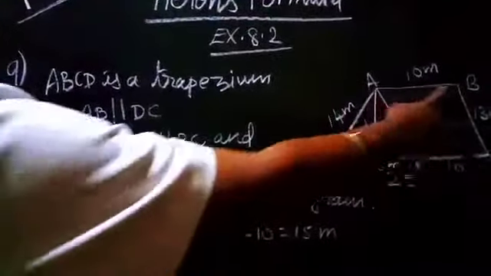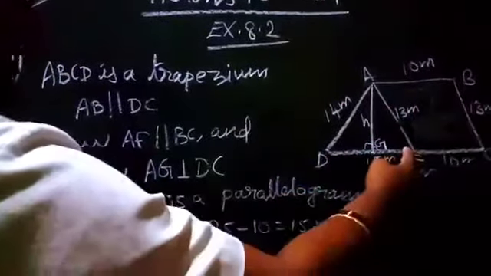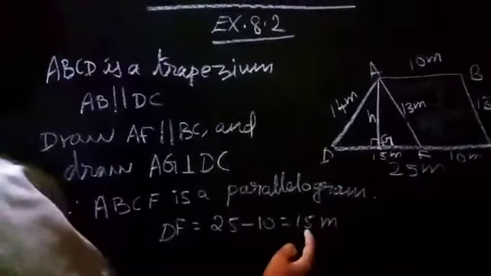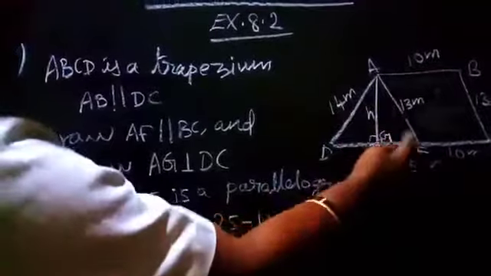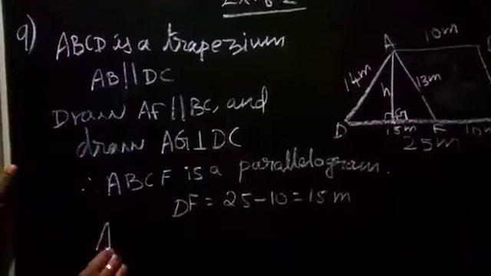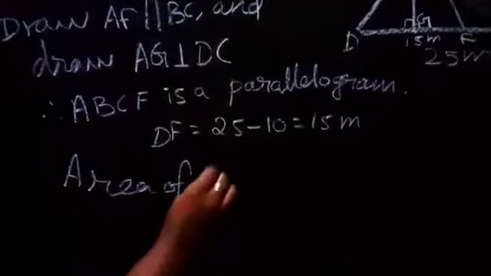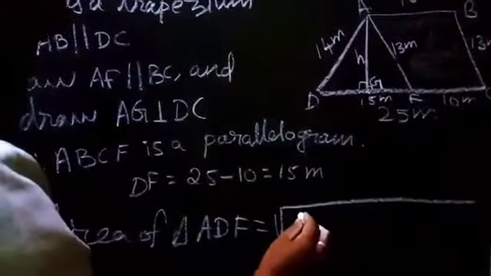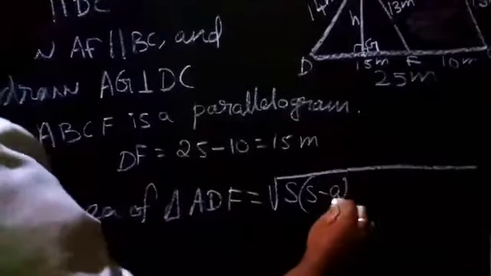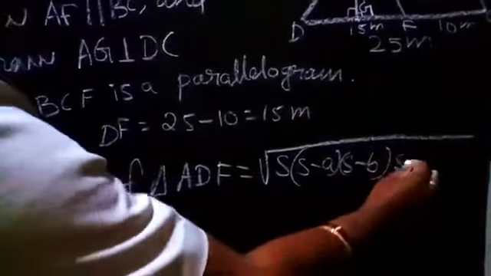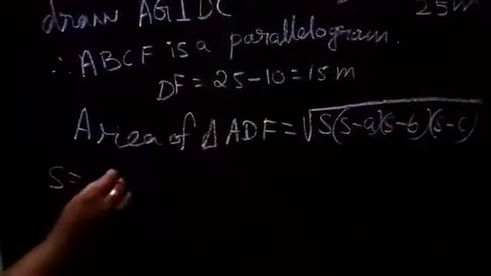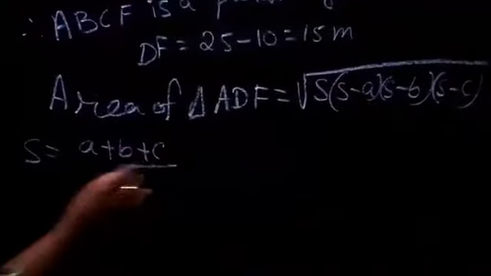So now ABCF is parallelogram. Then what is the DF will be there? 25 minus 10, I have 15 meters. Now I have to find the area of triangle ADF. What is the formula if I have the three sides, also by Heron's? Square root of S into S minus A, S minus B and S minus C. Before that we have to find what is the S value. S is semi-perimeter. A plus B plus C divided by 2.